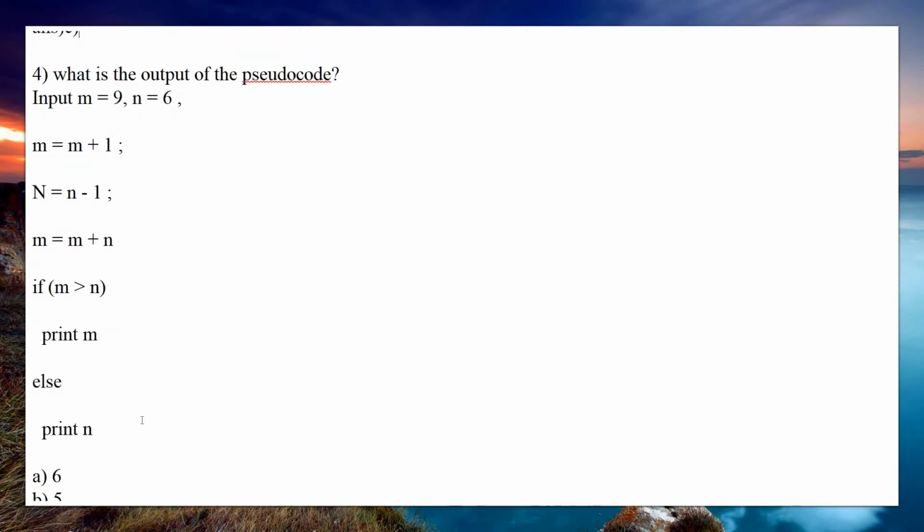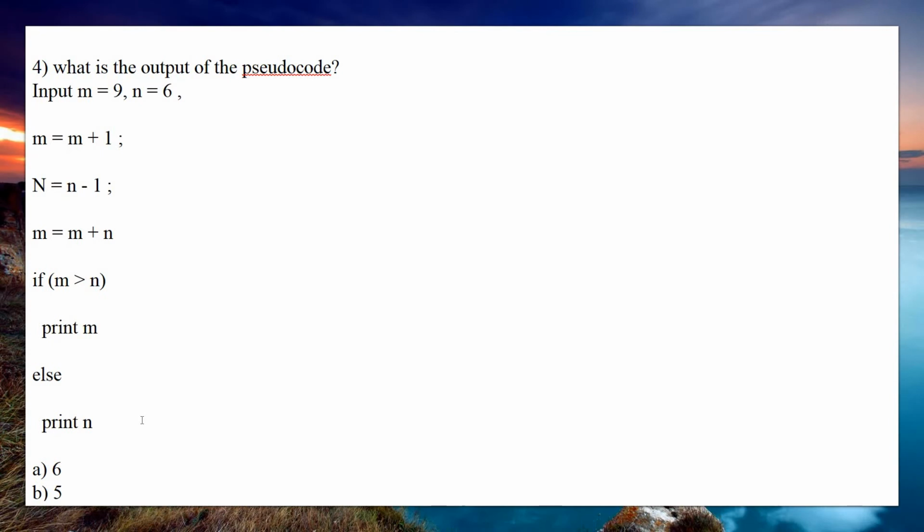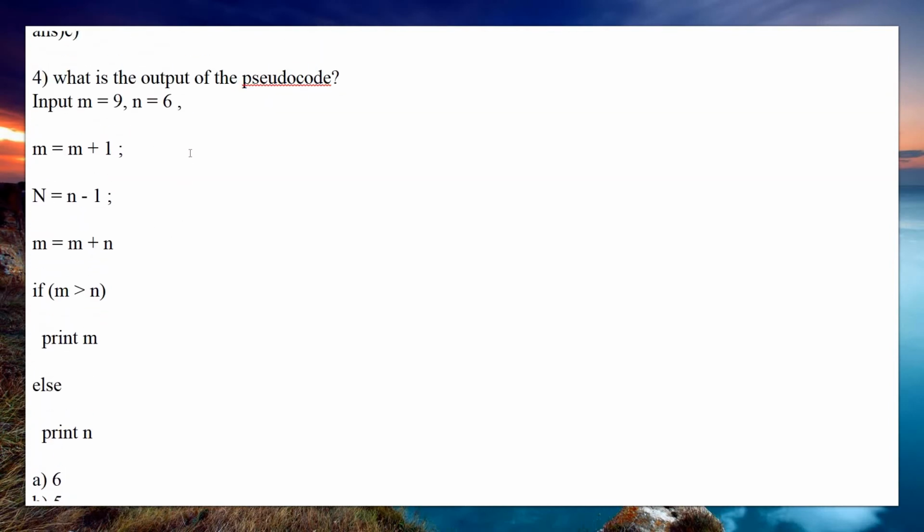Then the fourth question, what is the output of the pseudocode? Again we have a pseudocode and you need to find the output for this. Initially input m is equal to 9 and n is equal to 6. m is equal to m plus 1. What is m? m is 9. 9 plus 1, it will be 10.